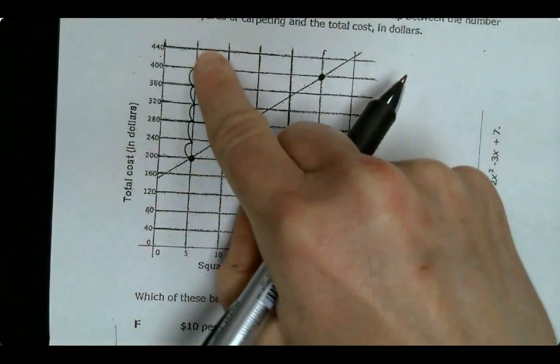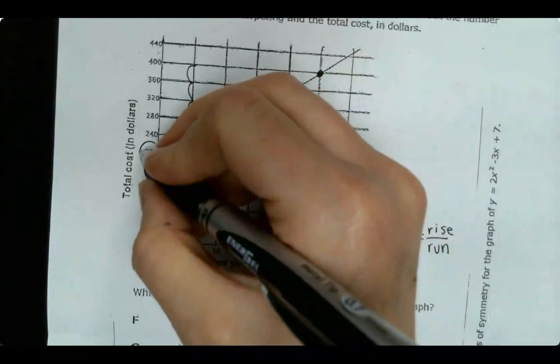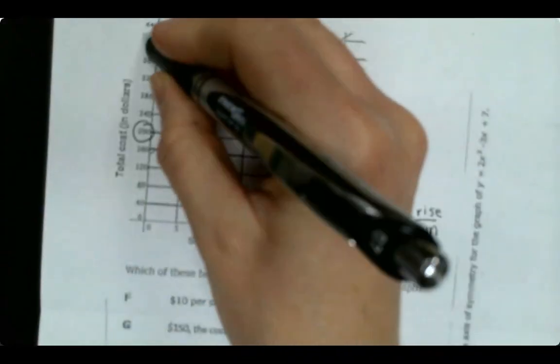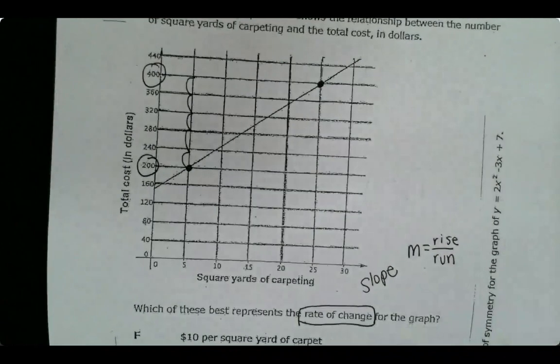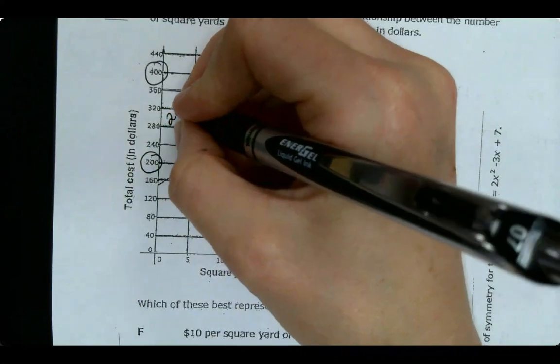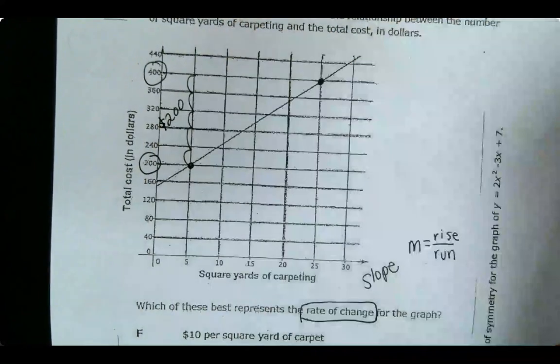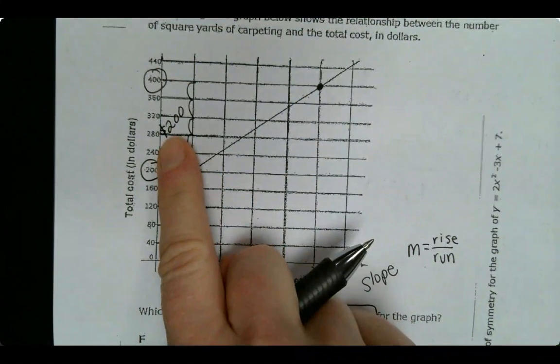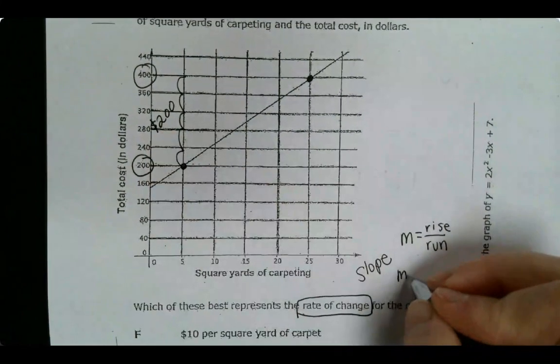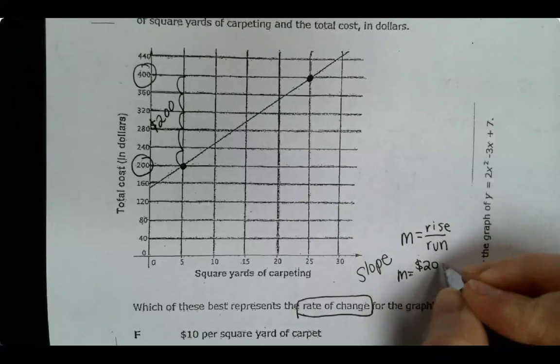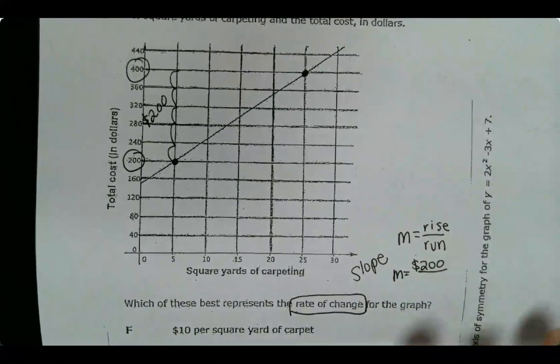What's the rise? What is it going from? What number? 200 to 400. So what is the rise there? 200 what? What are we talking about on this one? Dollars, yeah. So it's $200. That's my rise. So go ahead and write that here.